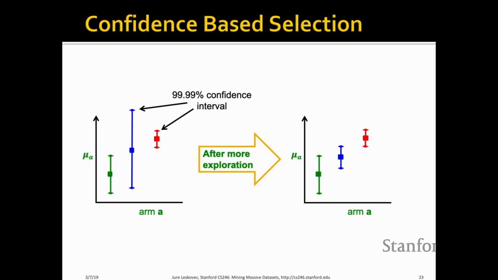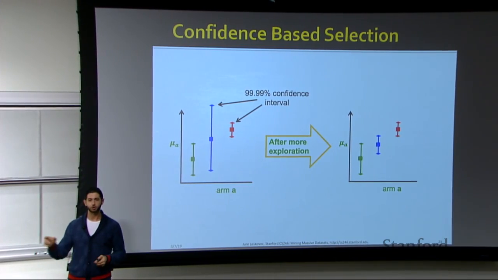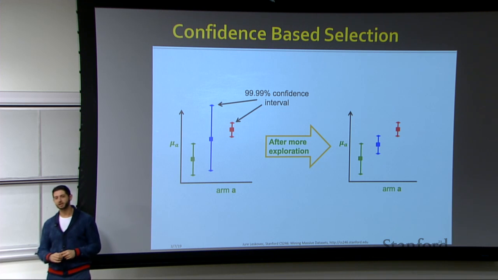To do some kind of Bayesian approach where you have a prior and then you're updating your belief. Great question. So the question is, how does this compare to a Bayesian approach? What we're going to be seeing at the end of the lecture is Thompson sampling. I'm not going to explain it in terms of a Bayesian approach, but you will see the parallel very easily.